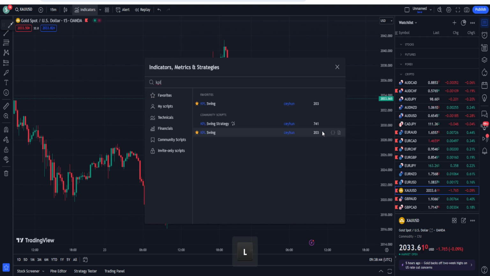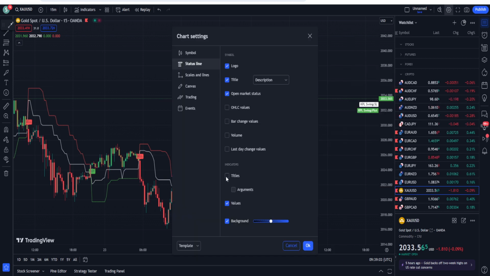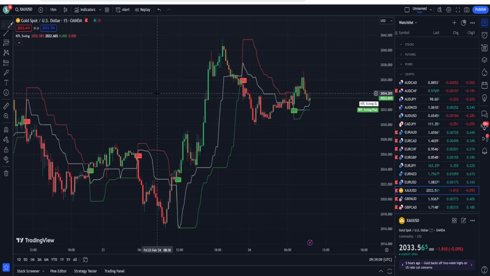So you need to write KPL swing on TradingView. When you write KPL swing on TradingView, this indicator will come, that is by Hun, and you can see this indicator is not widely used so far. It is not explored by a lot of the community. So you are going to attach this indicator, and it will basically provide you accurate buy and sell signals. However, we will increase the accuracy of this indicator in this video.